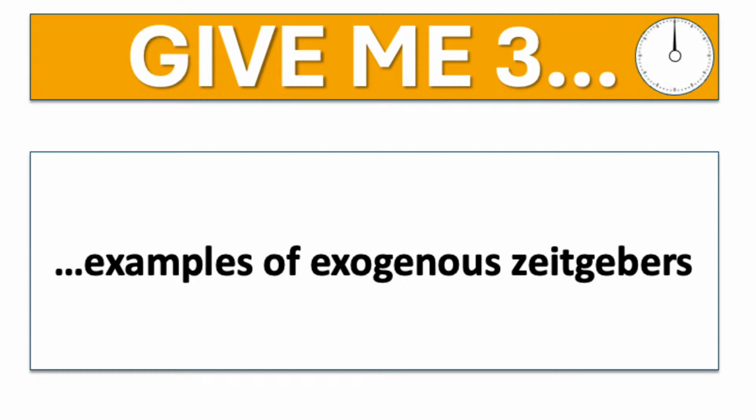Okay, so we're on to our give me 3. So the first one, 3 examples of exogenous zeitgebers. One we've talked about quite a lot, but you need to think about some other ones. If you can't think of 3, stick in 2.